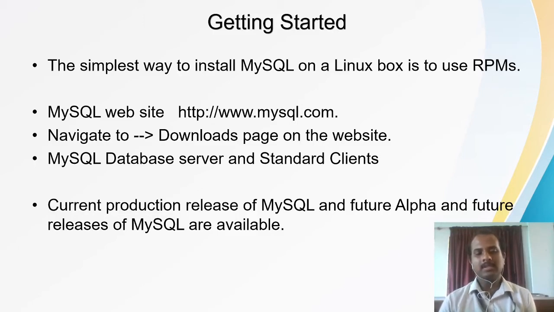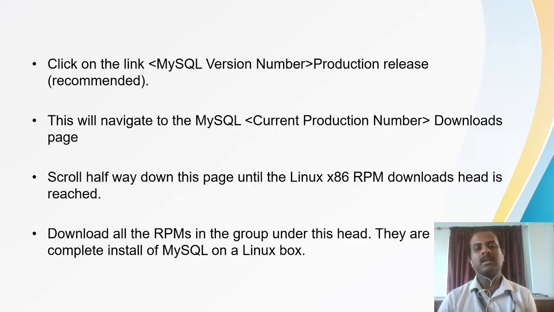In the RPMs, the specifications and details are provided. Different RPMs are available for different Linux systems and operating systems, so you can choose depending on your Linux system version. After choosing, click on the MySQL version number that is the production release, which is recommended, and afterwards you can go to the current production number downloads page.